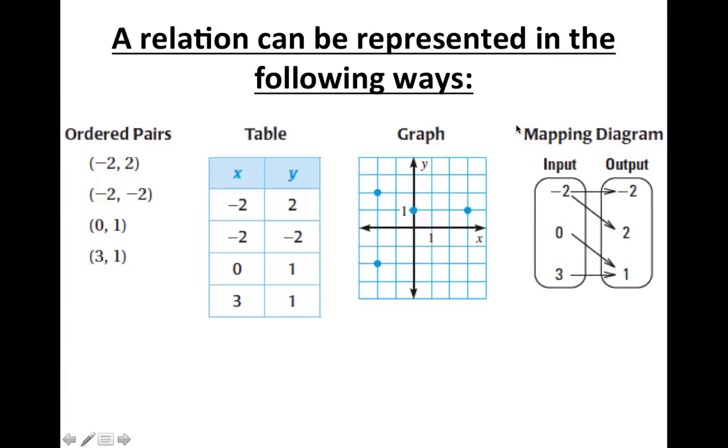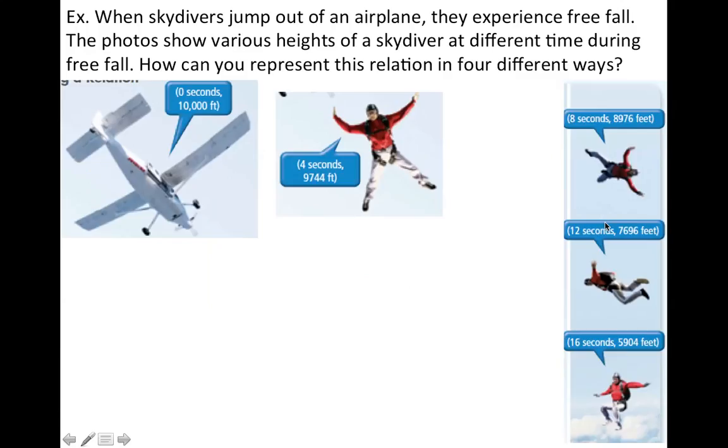The last way is our mapping diagram. Notice how we have input and output on the top of our 2 ovals here. Also notice that the numbers are in least to greatest order starting at the top. So we go from negative 2, 0, and 3. If you look back over at our ordered pairs, notice how we have 2 negative 2's, but we only have 1 over here. Since that is the case, we never write repeats inside our mapping diagram. You only write it once. We can represent it with 2 separate arrows.